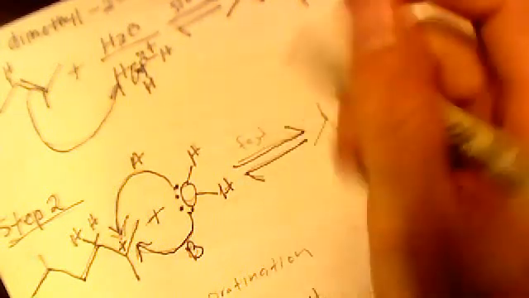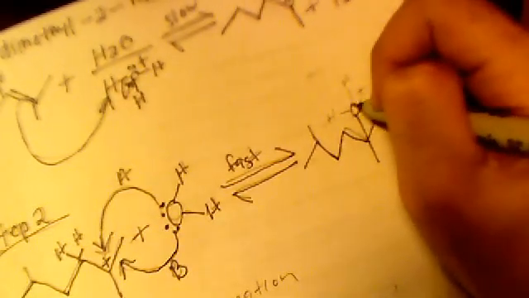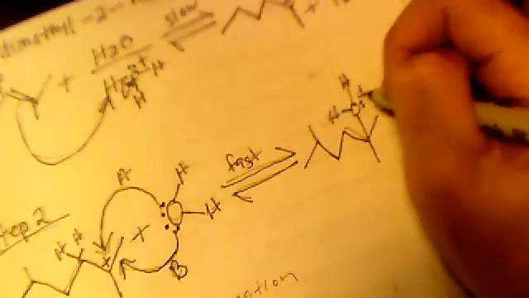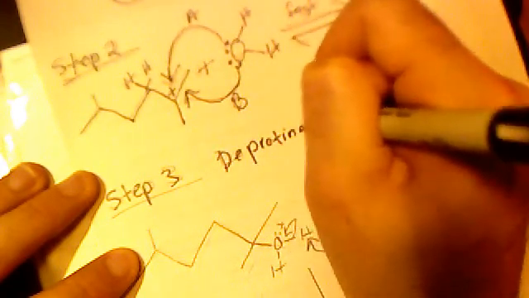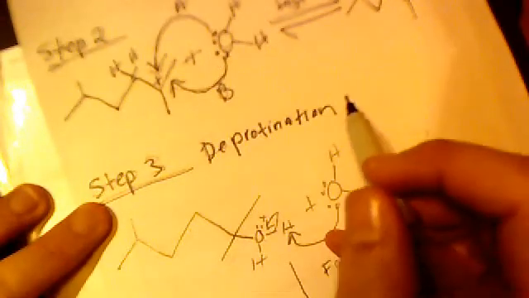So I have the fast step, and that gives me the methyl, and then the water attaches, and it's positive because it's H3O+. And then step 3 is deprotonation. So here we have the molecule.